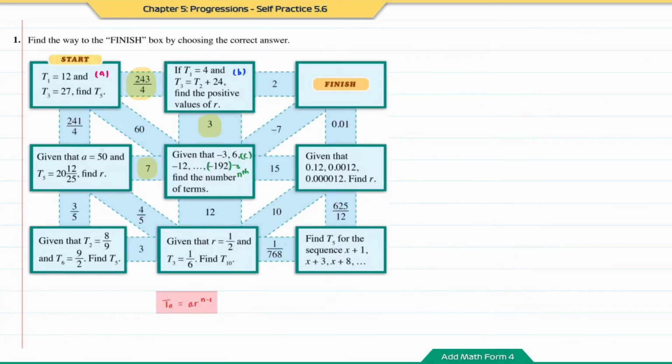I'm going to label the next question here as D. Given that A, which is the first term, is equal to 50, and the fifth term, T5, is equal to 20 and 12 over 25. This T5, we can replace it using the formula AR^(n-1). So the A will be 50, R, n minus 1 here will be 4.